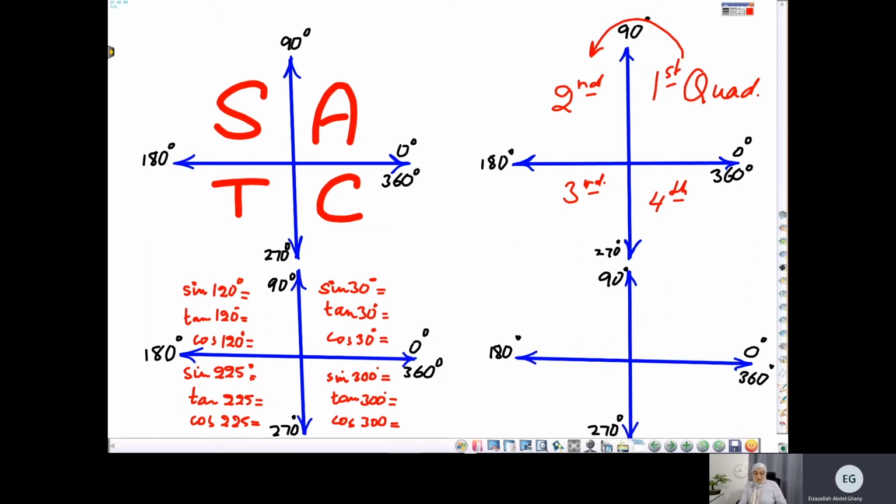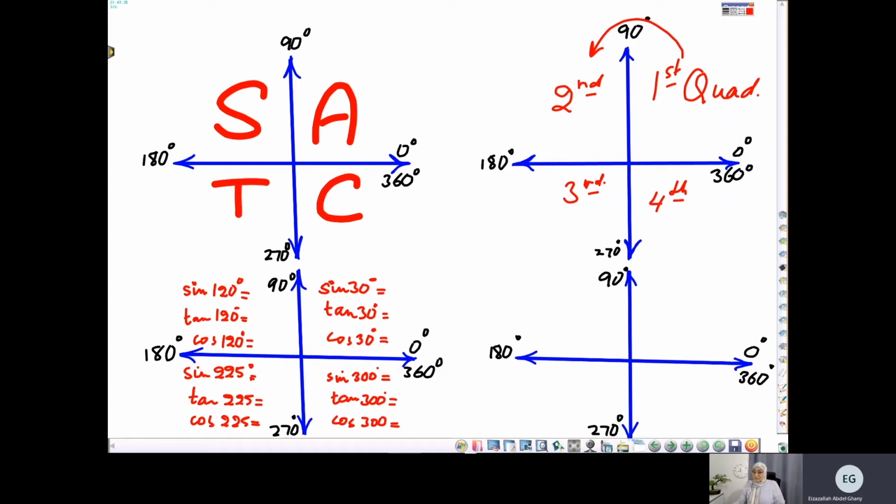All functions are positive in the first quadrant. Only sine is positive in the second quadrant. Only tan is positive in the third quadrant. Only cosine is positive in the fourth quadrant. So how to remember this? ASTC, it's not a word. It's a shortcut for all, sine, tan, cosine. Some people say "All Silver Tea Cups" just to remind the students. But I prefer saying ASTC.